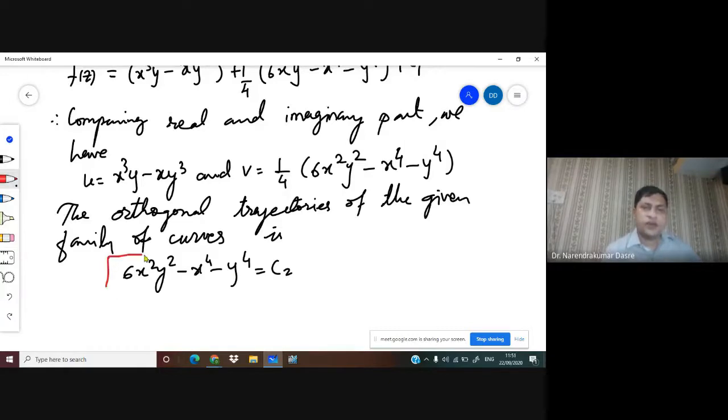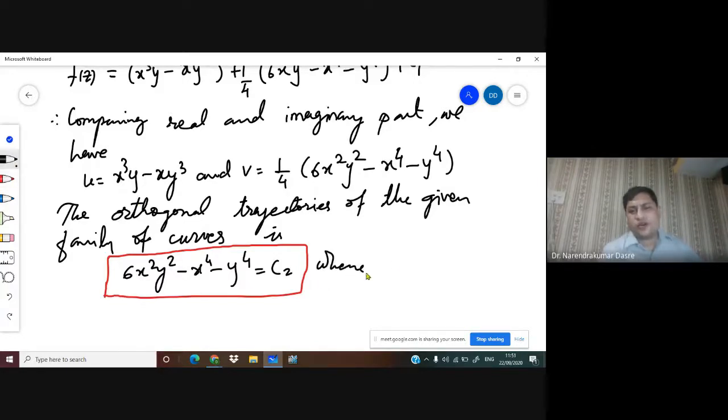So this way we are able to find the orthogonal trajectories of the given family of curves, where C2 is a constant. When you write equal to constant, that means it is a family of curves. When you do not write equal to constant, then this is only one curve. So this is only going to be a curve, but this is the family of curves.